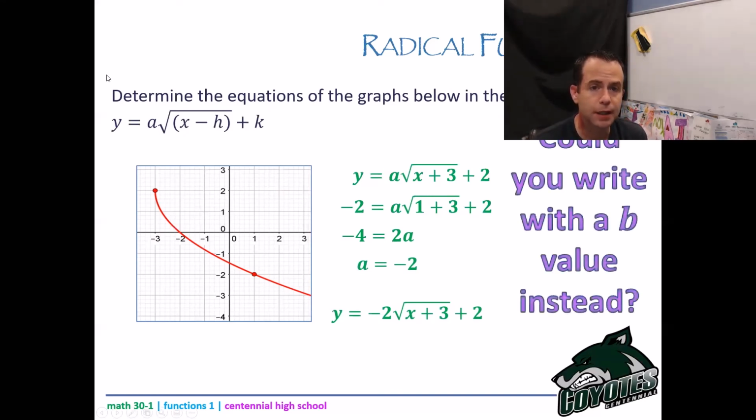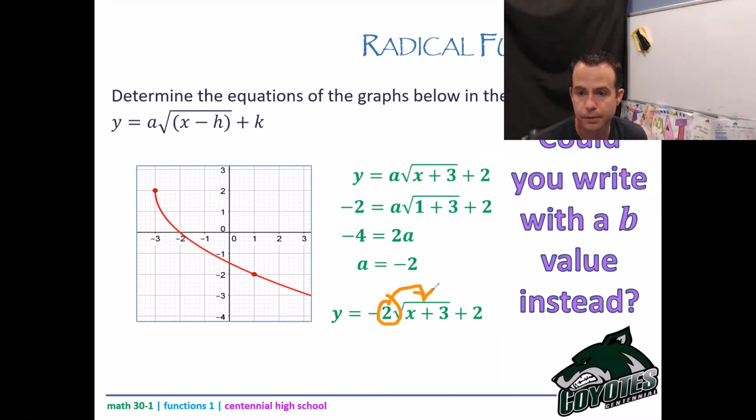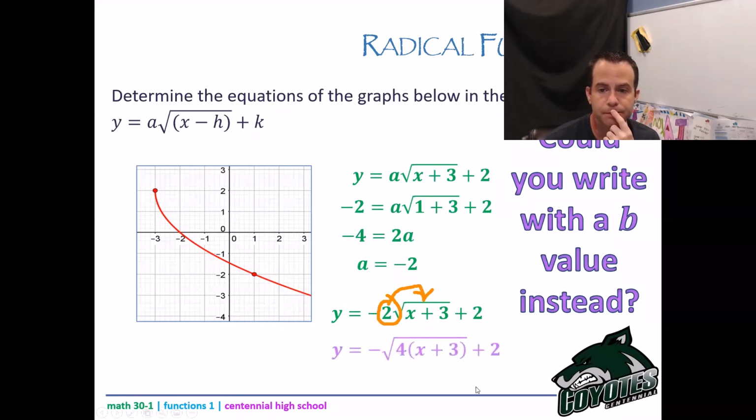So what if I wanted to do a b value here? What you have to realize is I can put this 2 in. If I put the 2 in, it would have to become the root of 4, and that would be the same thing. But you have to be careful. You can't touch that negative sign. You can't bring a negative sign in. So it would just be negative root of 4 bracket x plus 3 like this. Okay?